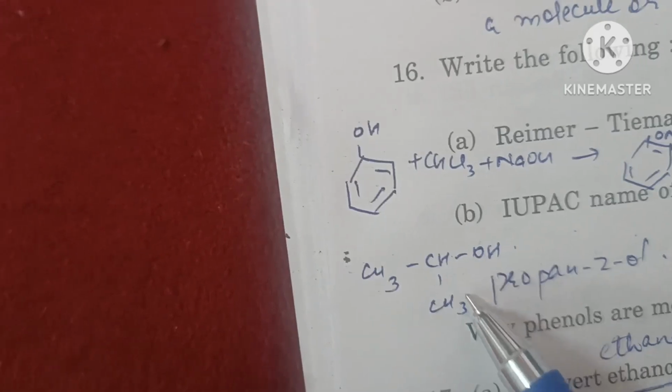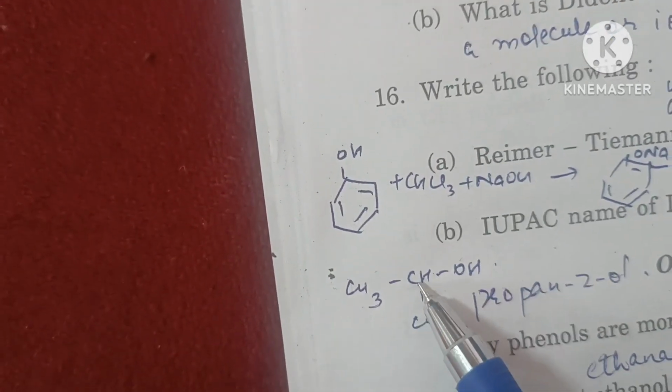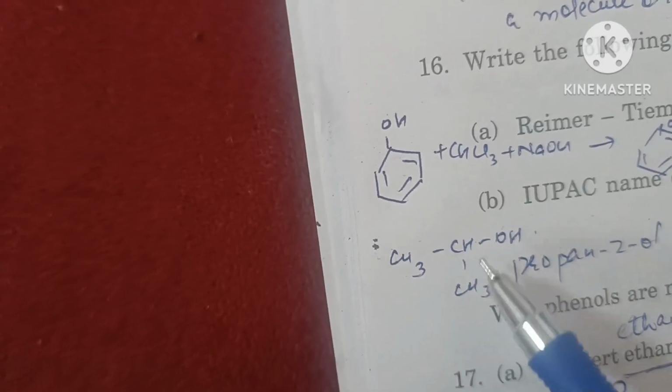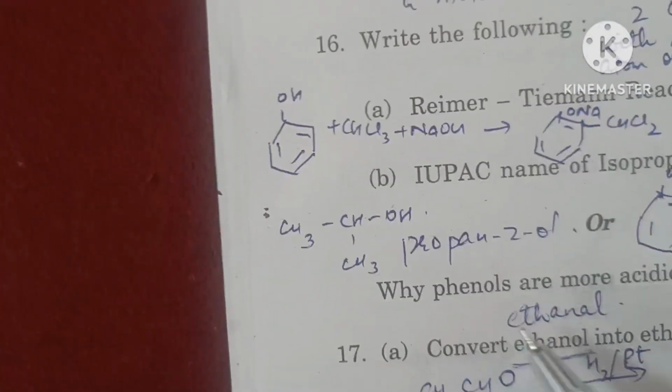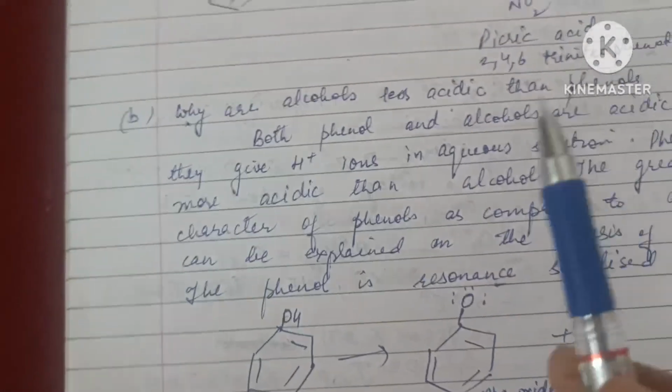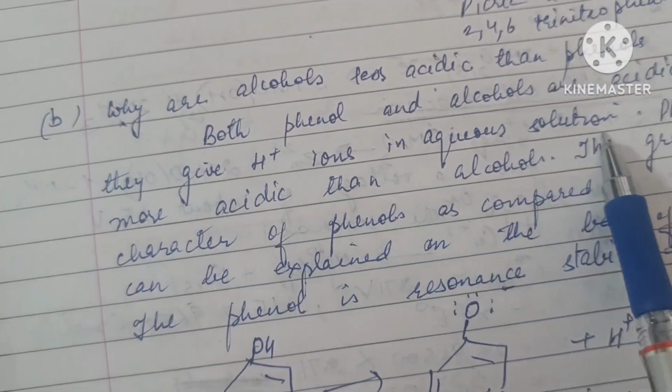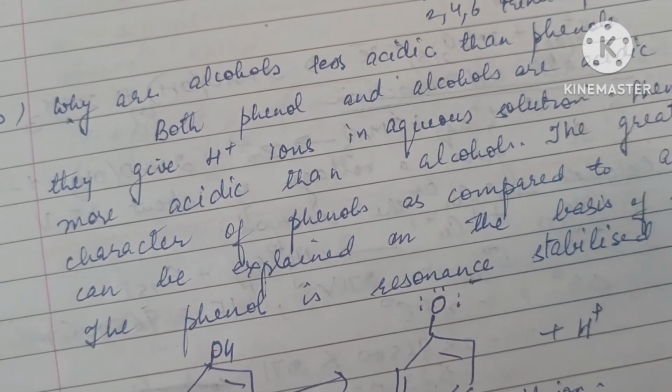IUPAC name of isopropyl alcohol. Isopropyl alcohol is where OH is attached to the second carbon atom. Its IUPAC name will be propan-2-ol. Why phenols are more acidic than alcohols? So both phenol and alcohol are acidic because they give H plus in aqueous solution. Phenols are more acidic because of resonance.